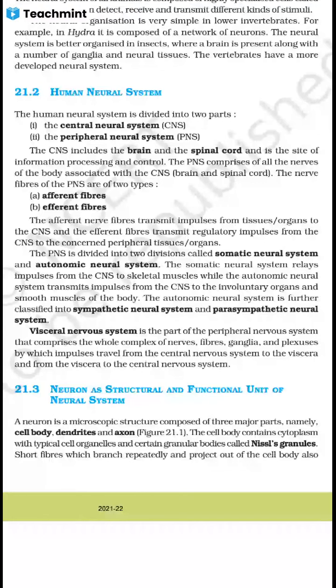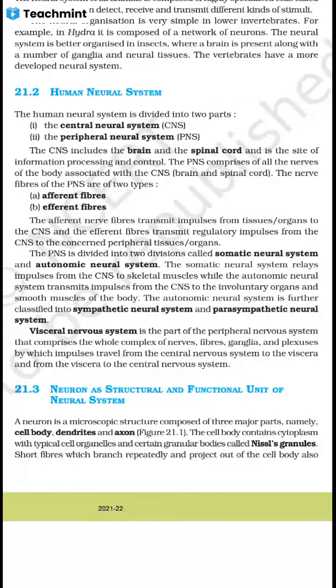Now these granular bodies are made up from the rough endoplasmic reticulum with a rosette of free ribosome, and they are the site of the protein synthesis, right? And these granular bodies are called as the Nissl granules. Okay, now from this cell body there arise the axons and dendrites.